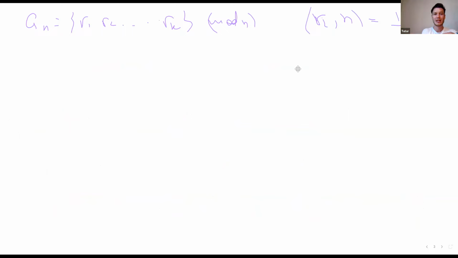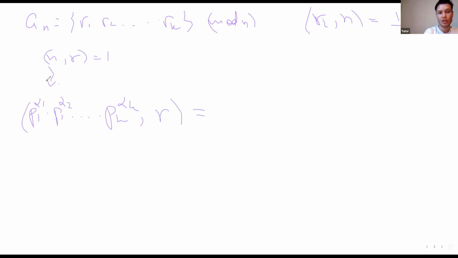Well, then what does this mean? Basically, if you think about this, r and n are relatively prime. So n and r are a good pair. But what is n? Well, n is made out of prime numbers. So you can decompose n into p1 to the alpha 1 times p2 to the alpha 2, up to pk to the alpha k. And these are good numbers, r.